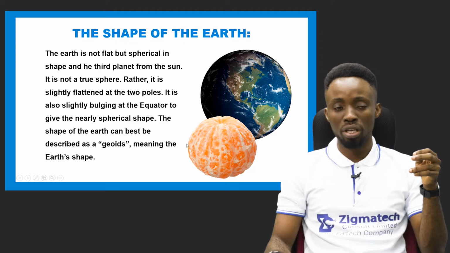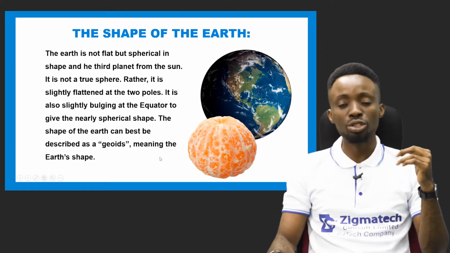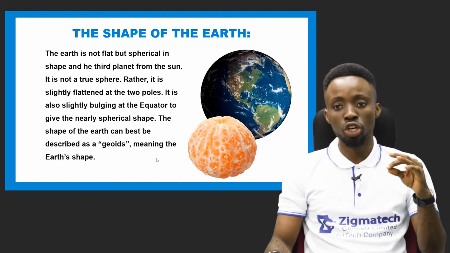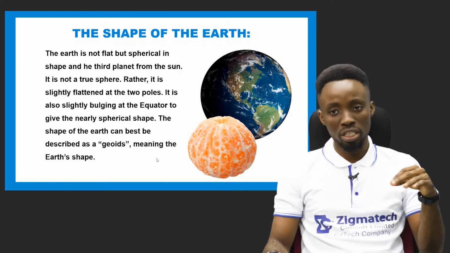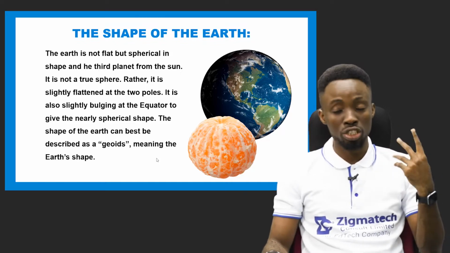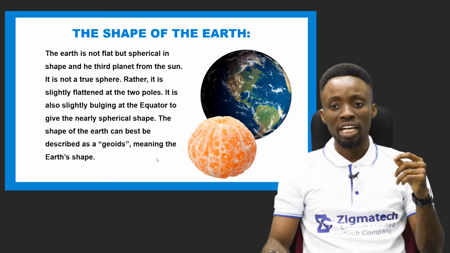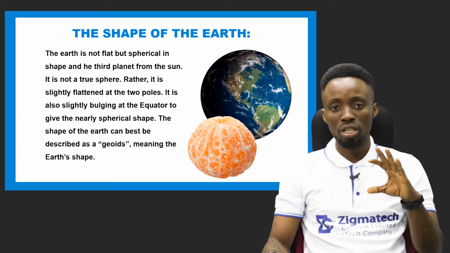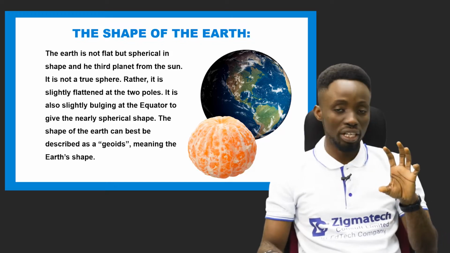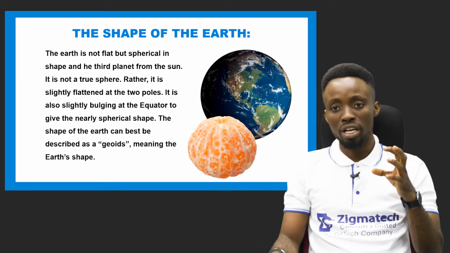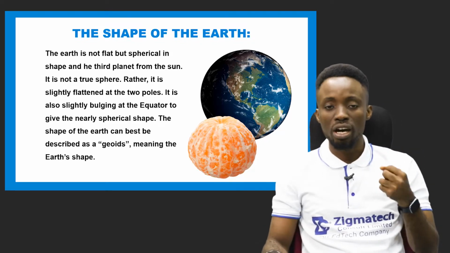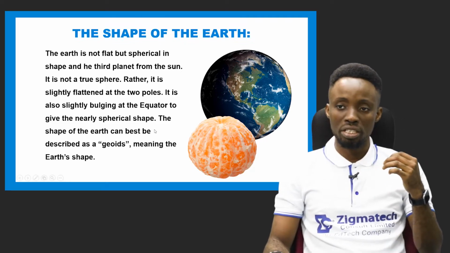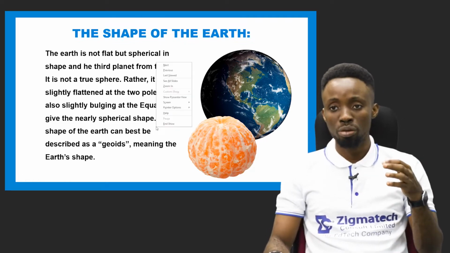That's how the Earth looks like, and we actually call this type of shape a geoid shape, G-E-O-I-D, and it means the Earth's shape. So the Earth's shape is not a perfect spherical shape. So that's how the shape of the Earth is. So the Earth has a geoid shape.